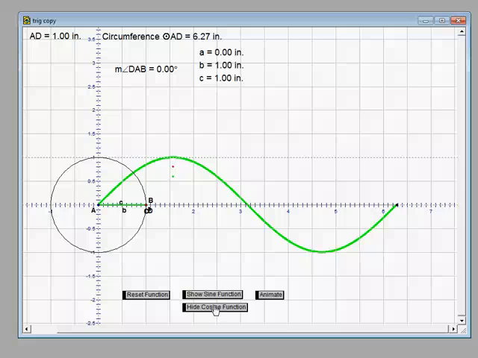Cosine is very similar. But cosine, remember, is our x-coordinate. When we start, our x-coordinate on the unit circle is 1, so our cosine graph is going to start up here at 1 on our y-axis.